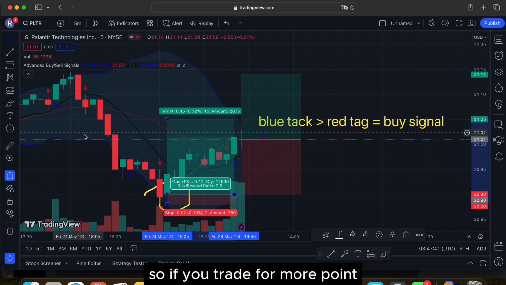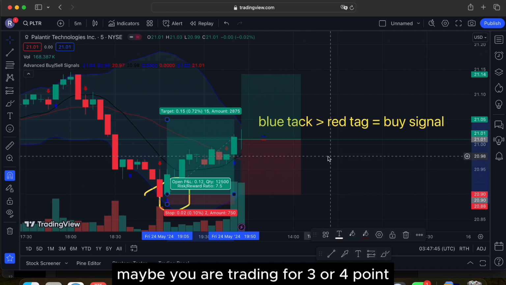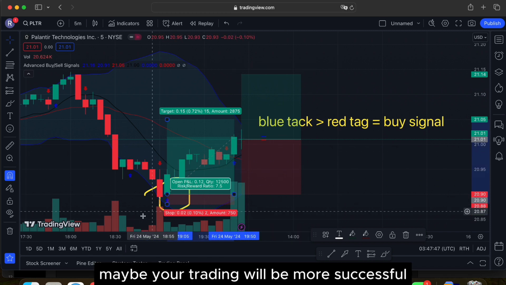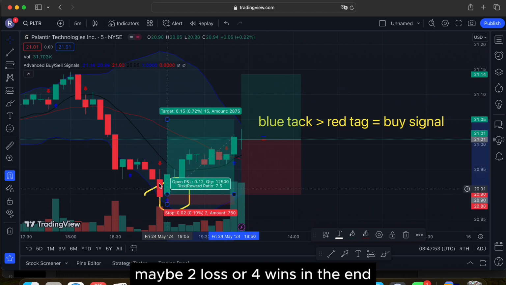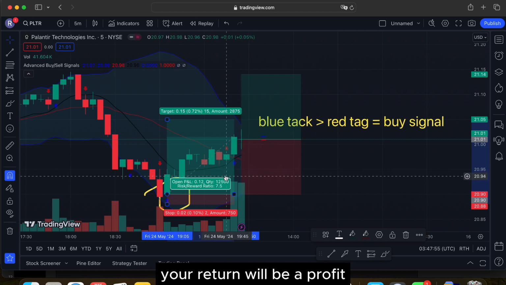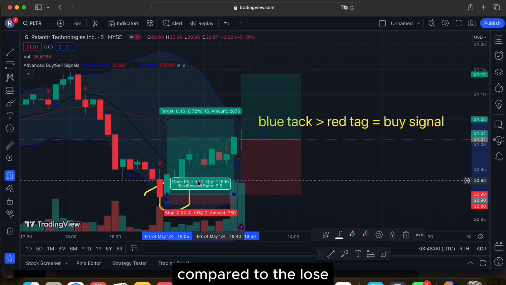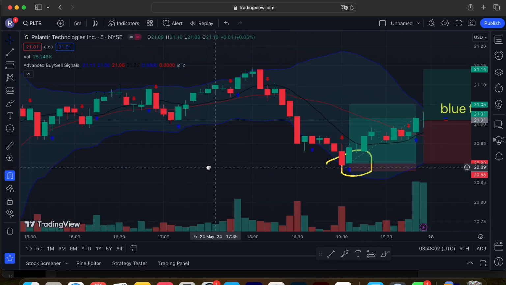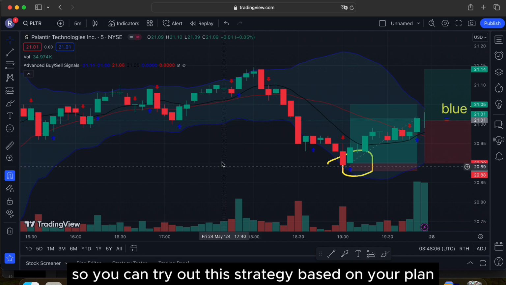If you trade more points, maybe 3 or 4 points, your trading will be more successful. Maybe you have 1 loss and 3 wins, or maybe 2 losses and 4 wins. In the end, your return will be a profit, as you are taking the average win compared to the loss. So you can try out this strategy based on your plan.